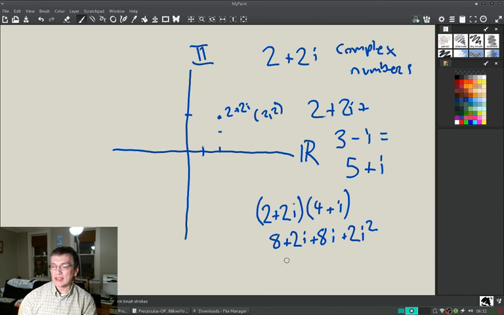Just a little more to say on this. So this ends up being i squared equals minus 1. So this ends up being 8 plus 10i. 2 times minus 1 is minus 2. So this is 6 plus 10i.